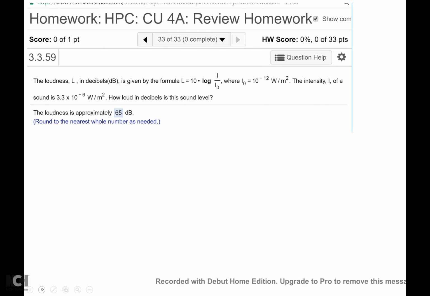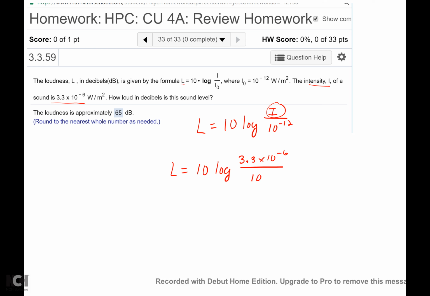All right, and then the loudness L in decibels, dB, is given by this formula. L equals, and we used B, right? So they're using L. And then remember we had 10 times the log of I over I sub naught, but the I sub naught is always 10 to the negative 12th. They're giving me the intensity I of a sound, so they're telling me to replace that with 3.3 times 10 to the negative 6th, divided by 10 to the negative 12.